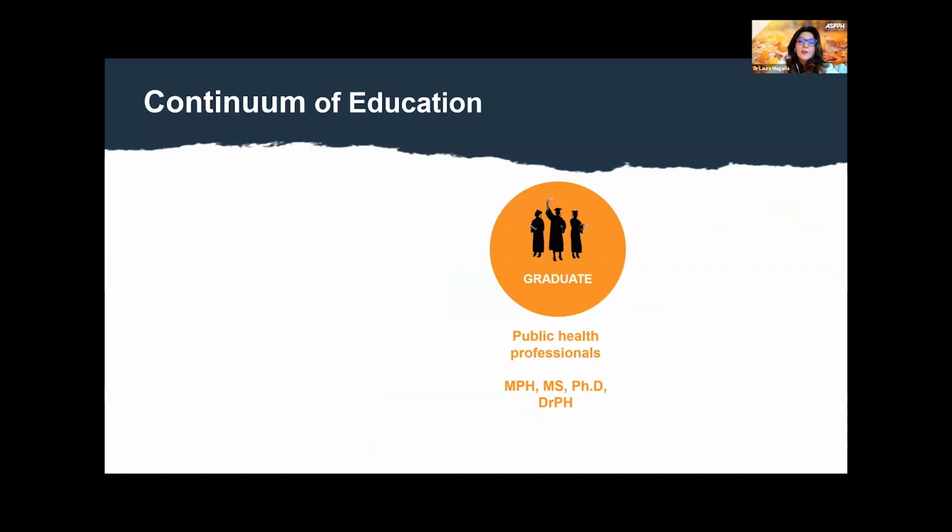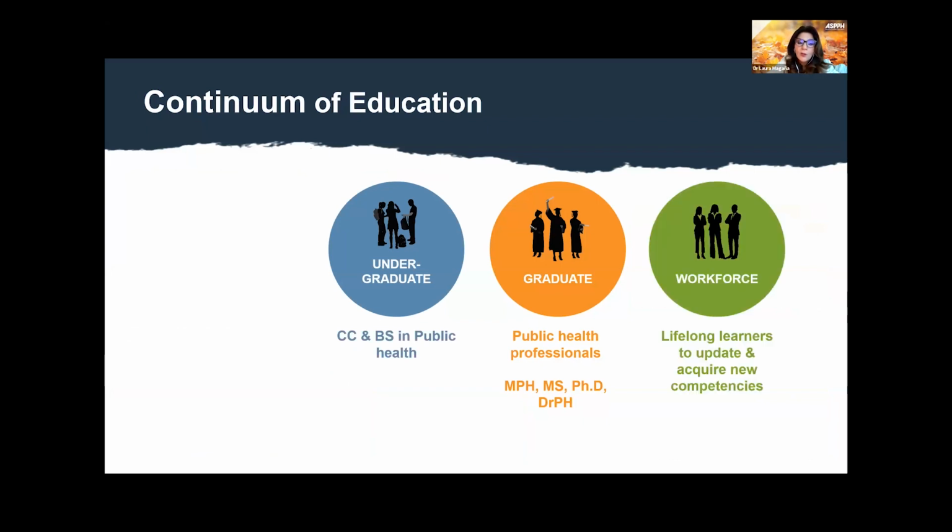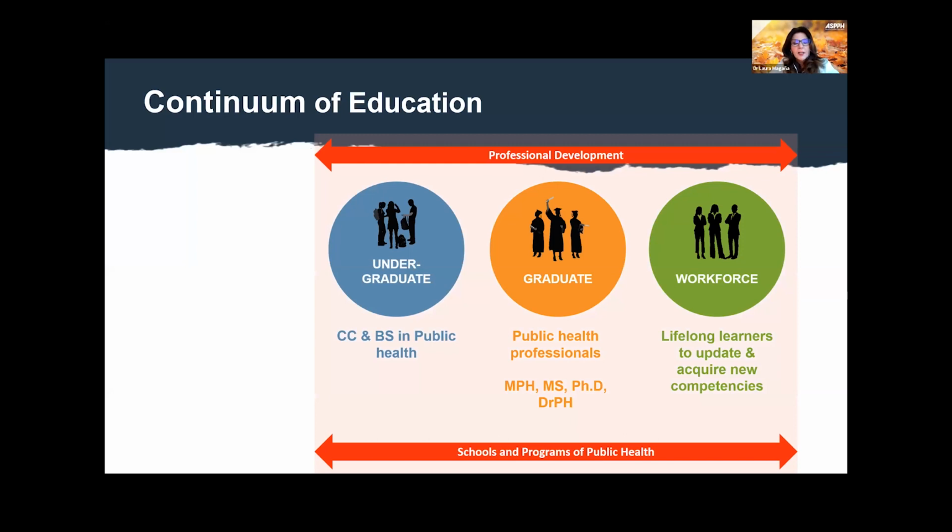We need to address the entire continuum of education in order to integrate the essential public health functions. Traditionally, academic public health has focused on graduate level education to train future public health professionals. There are growing movements around the world to incorporate undergraduate education through associate and bachelor's degrees in public health. And we also work with the existing public health workforce to update their competencies and acquire, of course, new ones. This is currently the realm of schools and programs of public health. And this is where we need to be teaching about the essential public health functions.